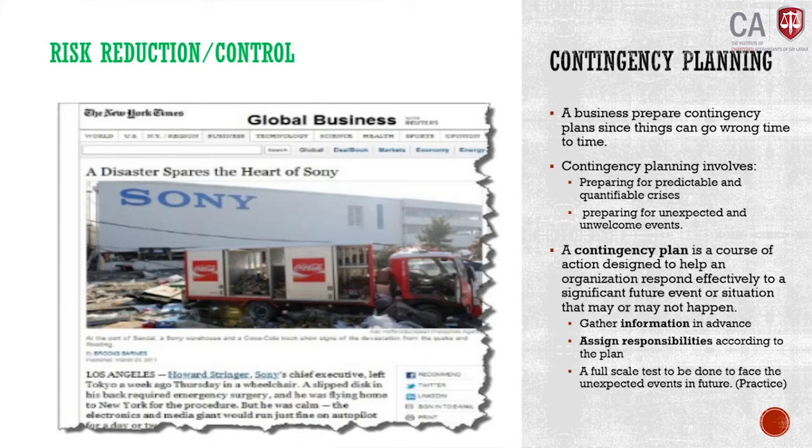You should have a separate disaster recovery site to start your operation. You should be able to get the backups and restore business operation immediately. A contingency plan is a course of action designed to help an organization respond effectively to a significant future event or situation that may or may not happen. You have to prepare for the worst scenario.